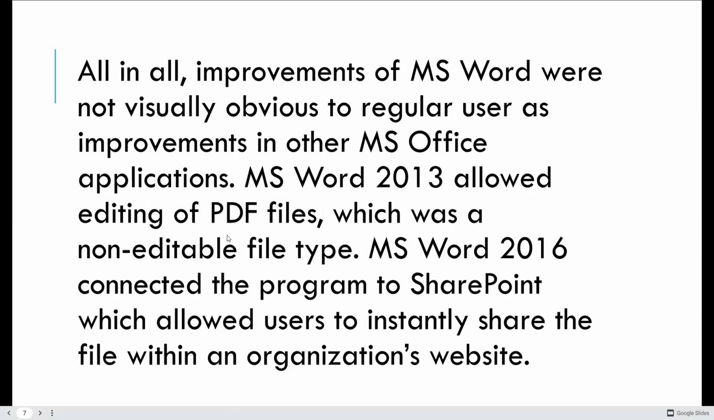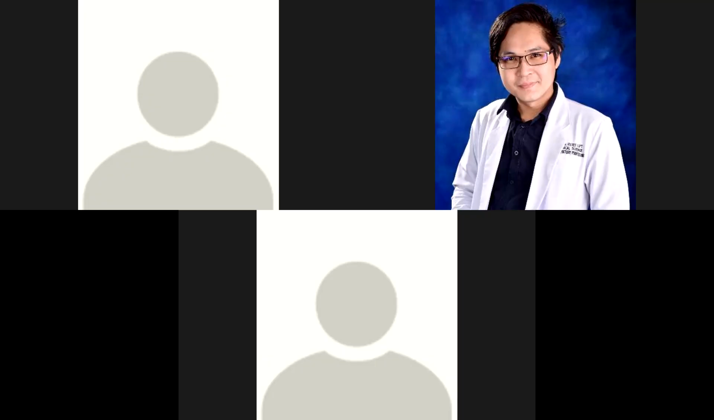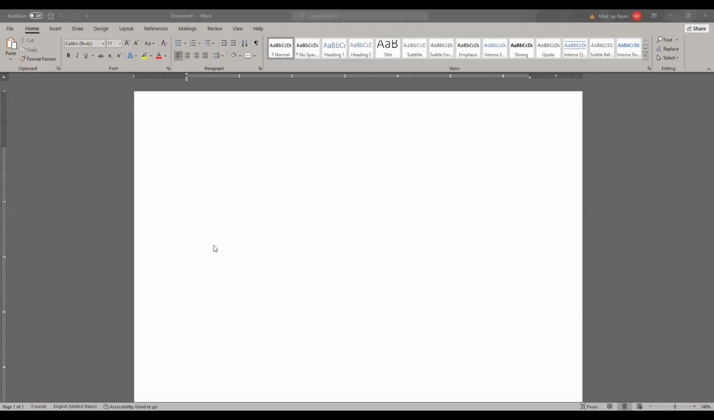So I will let you see. I think the update here is 2016. In my PC, I am actually using MS Word 2021. This is the latest version. This is the 2021 version. As you can see, it has an autosave function.